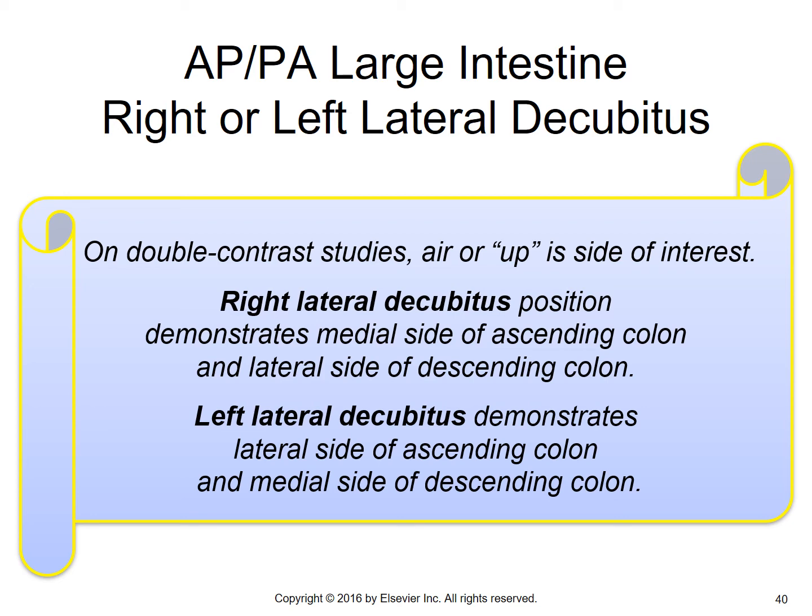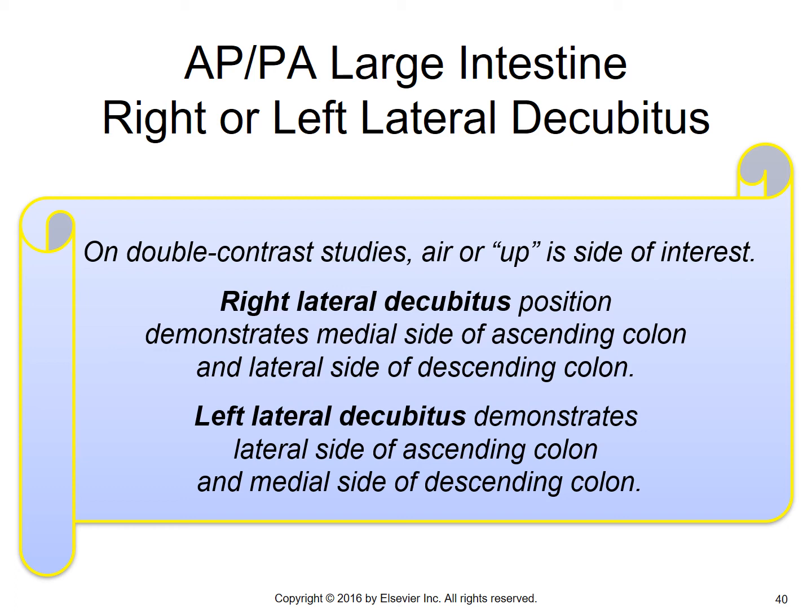Now, think about you're on your right side. Think about where your descending colon is now, and think of it like a tube. You're going to have barium leveling off and air rising. So we're interested in where the air is. So you're going to demonstrate then the lateral side of the descending colon. So right lateral decubitus: medial side of ascending, lateral side of descending.